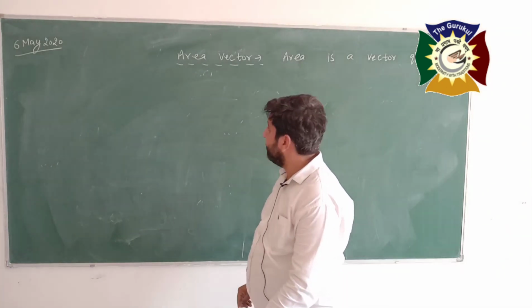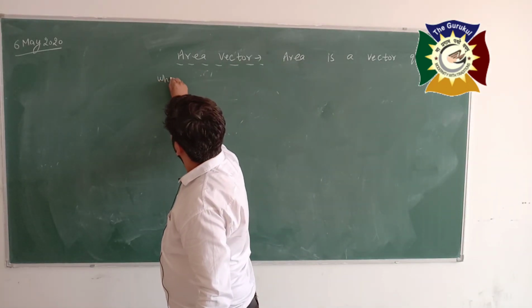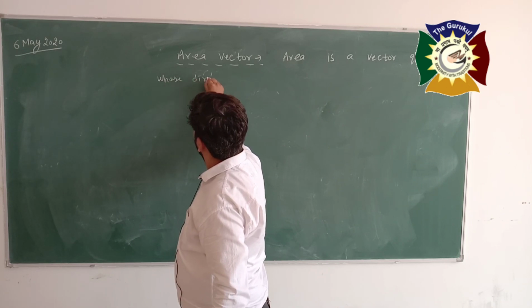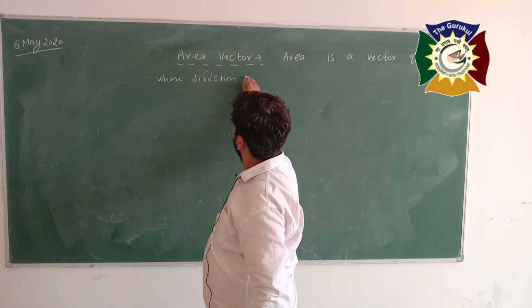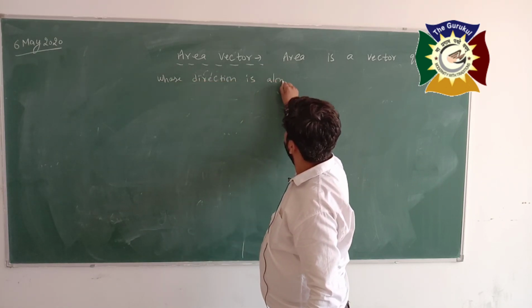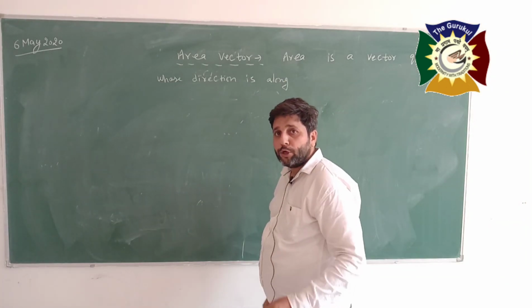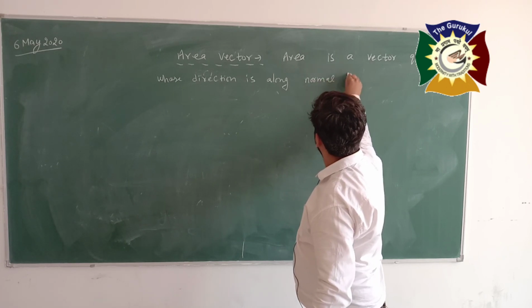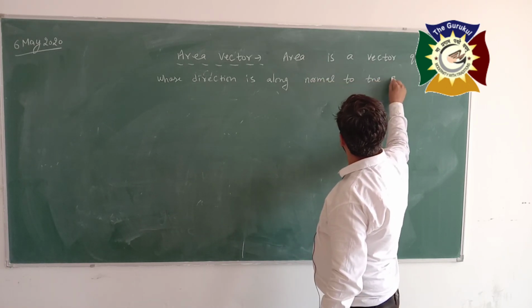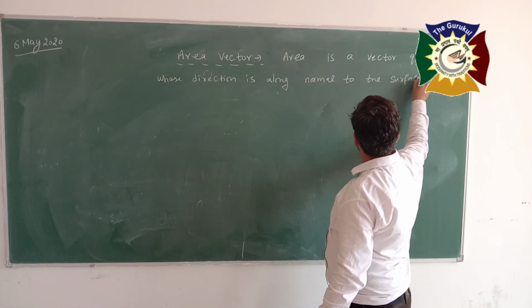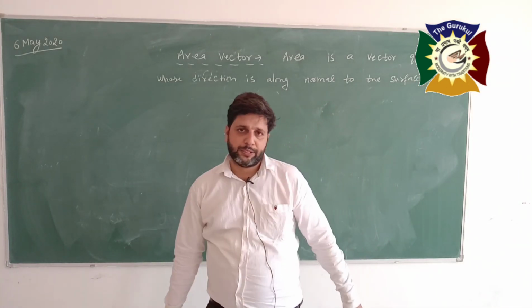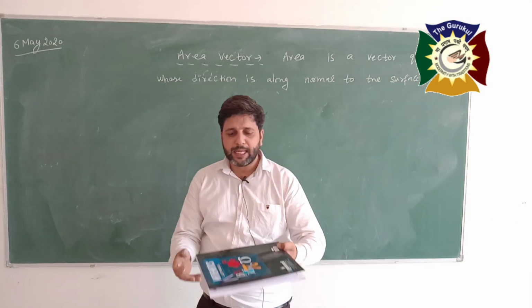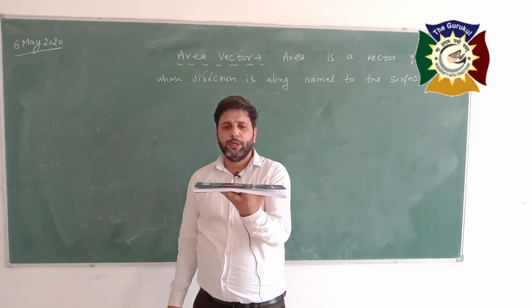So you will write here: area is a vector quantity whose direction is along the normal to the surface. Normal to the surface. Suppose, beta, I have taken a book in this way.